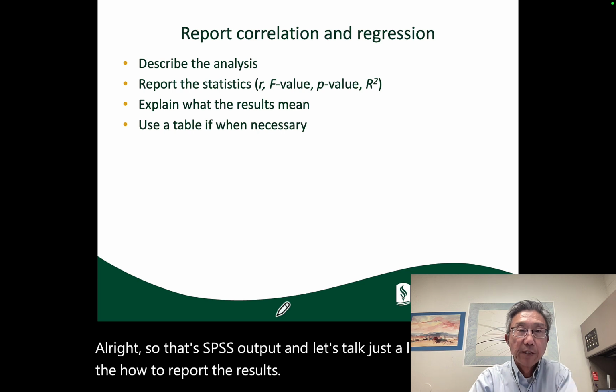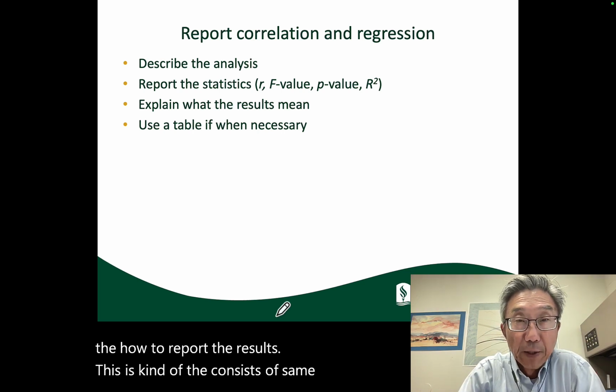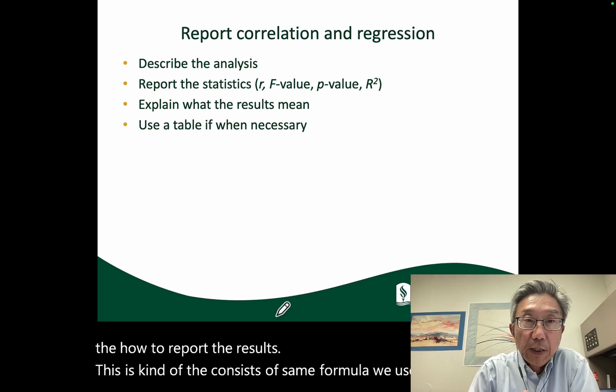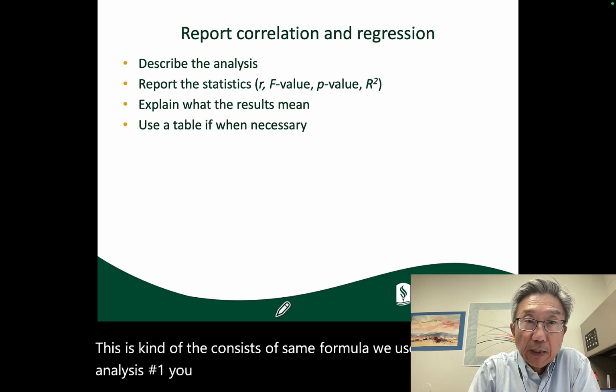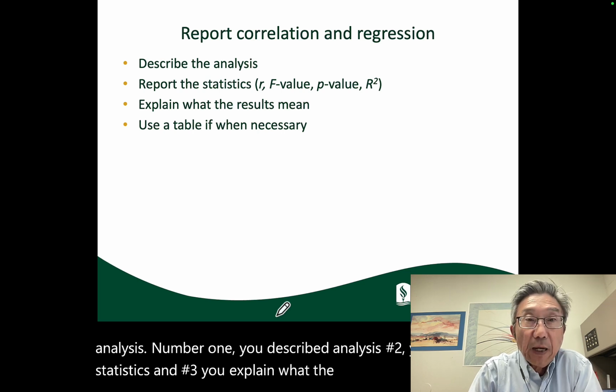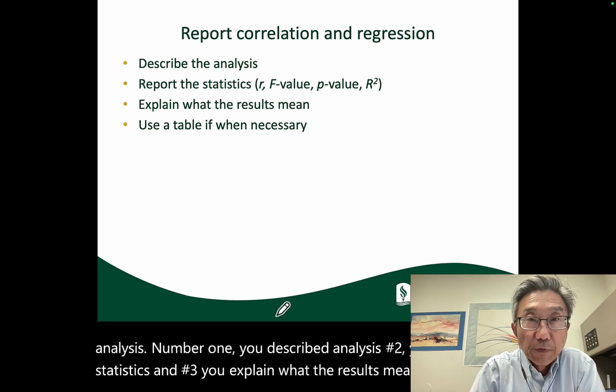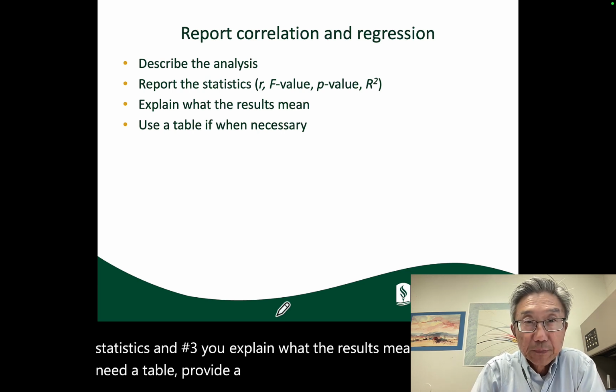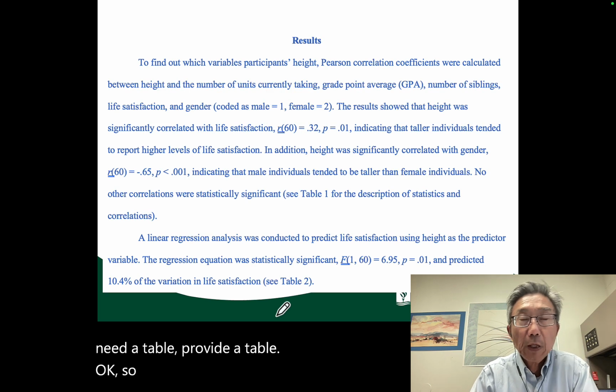This consists of the same formula we used for any analysis. Number one, you describe the analysis. Number two, you describe the statistics. And number three, you explain what the results mean. And if you need a table, provide a table. Okay, so we'll start from correlation.